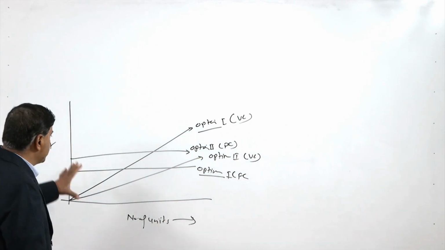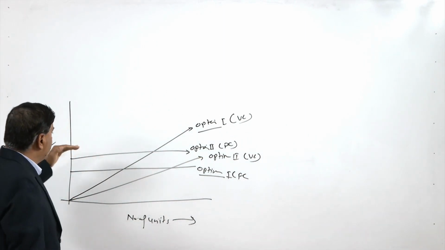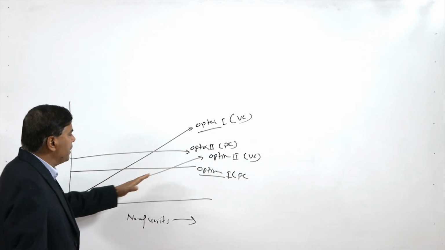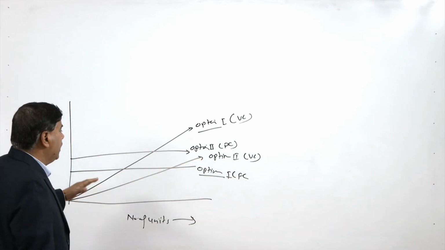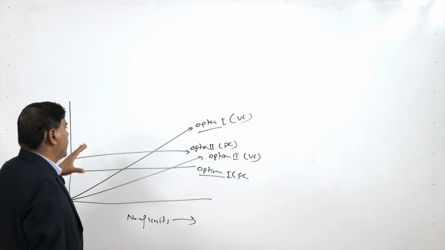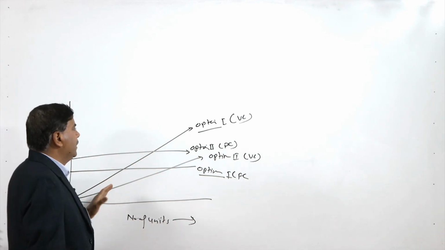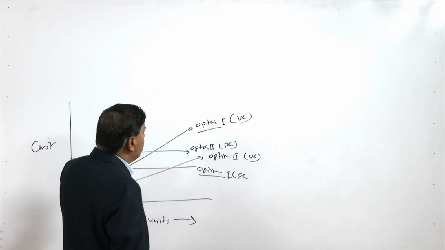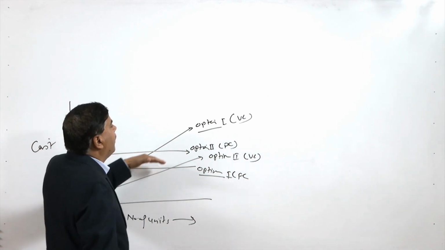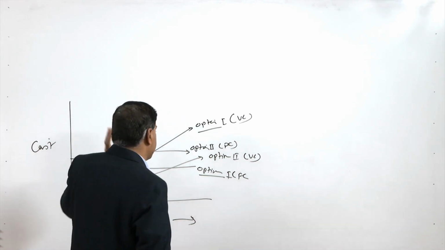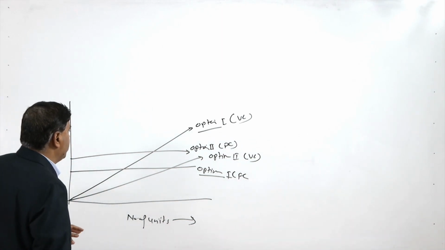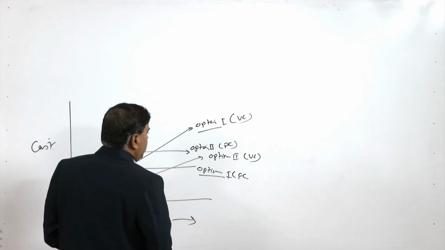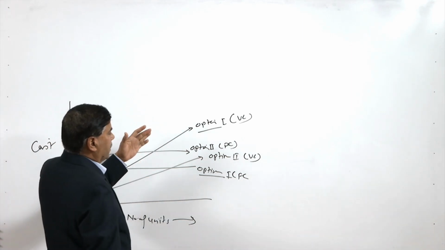What we can see here is that normally when the fixed cost is high, we get the variable cost at a lower rate as compared to the other option where the fixed cost is low. Whenever the fixed cost is low, we normally get the variable cost high. So, to obtain the total cost, we just add up the fixed cost and the variable cost.